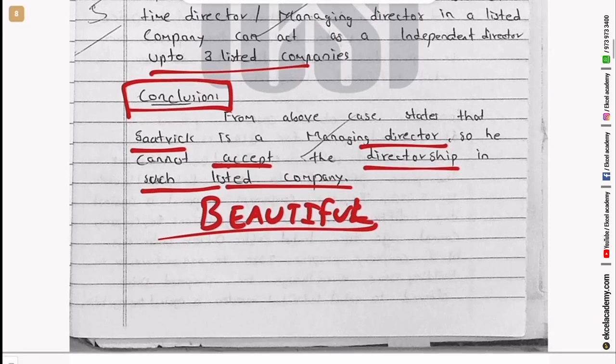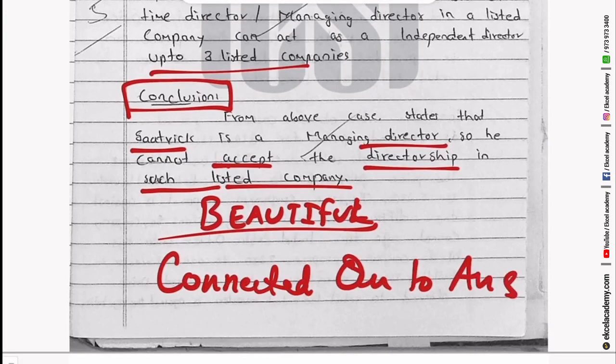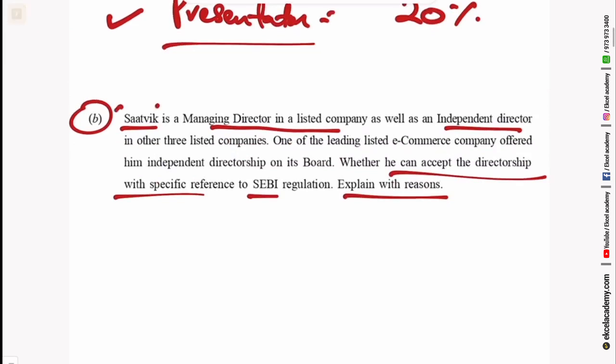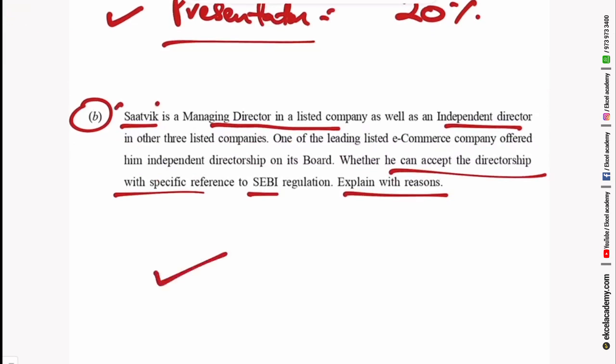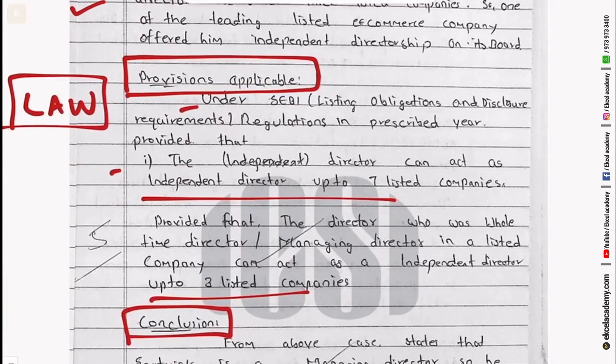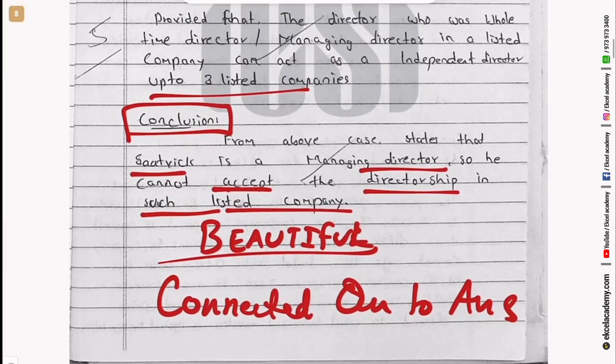So what is very good about the conclusion? He has connected the question to the answer. Because in the question they asked, what did they ask mainly? They've given a case and they asked whether this person Satvik can take the new directorship. So what students do, the biggest mistake I have seen, they'll simply write what is the law. Please understand, tomorrow when you are working in a real company, you have to connect the problem and the law and give a solution.